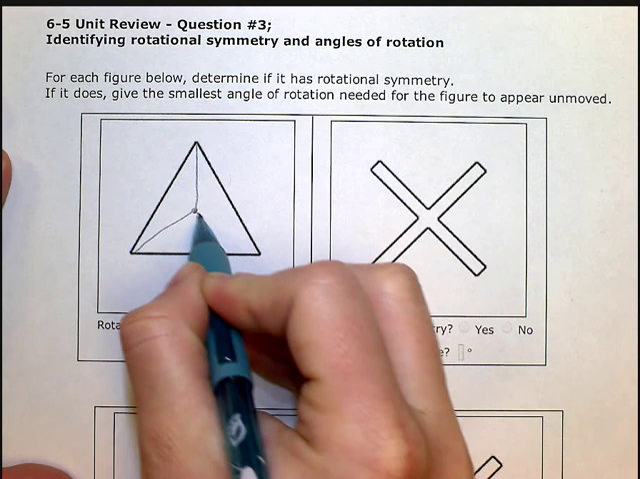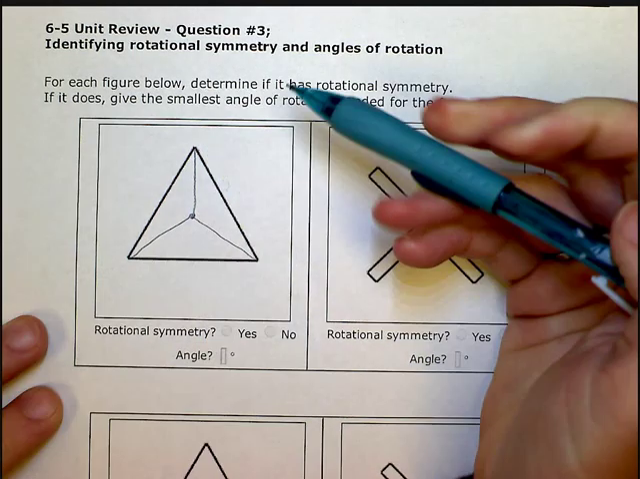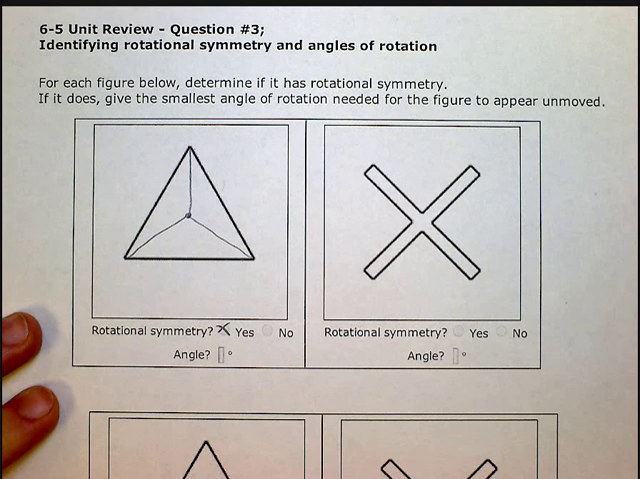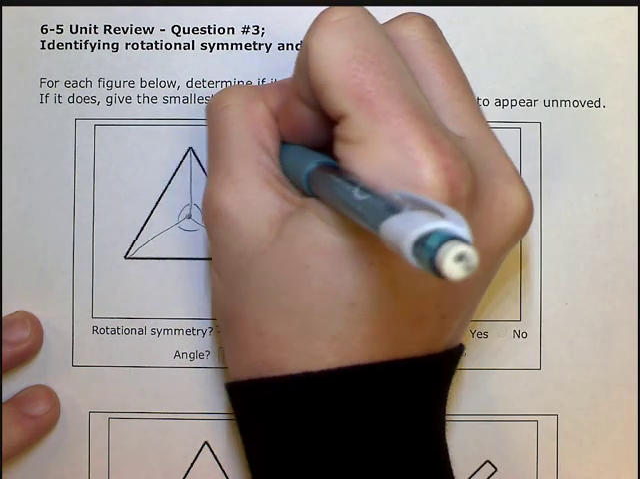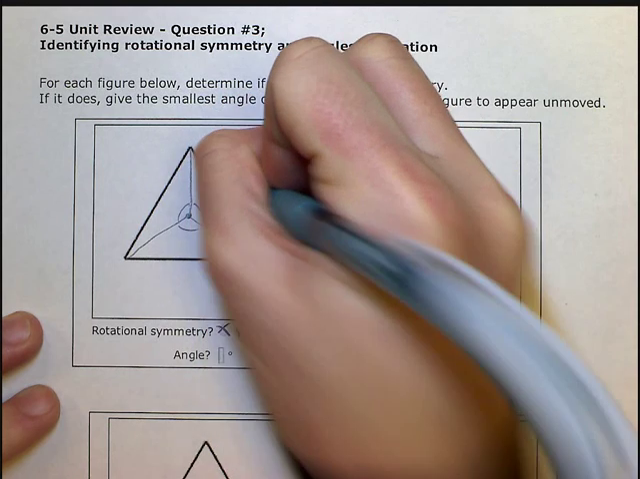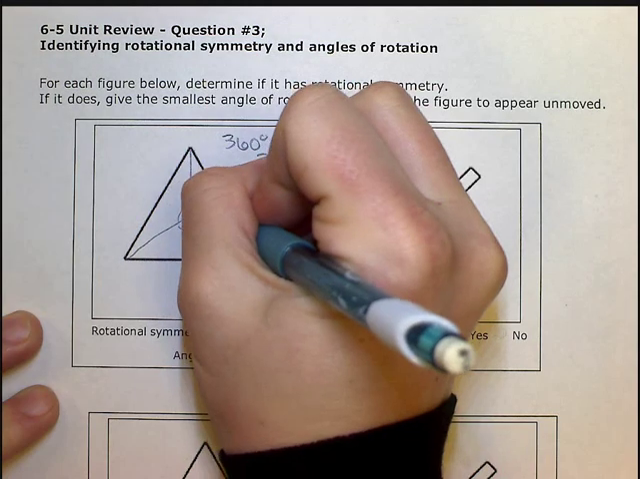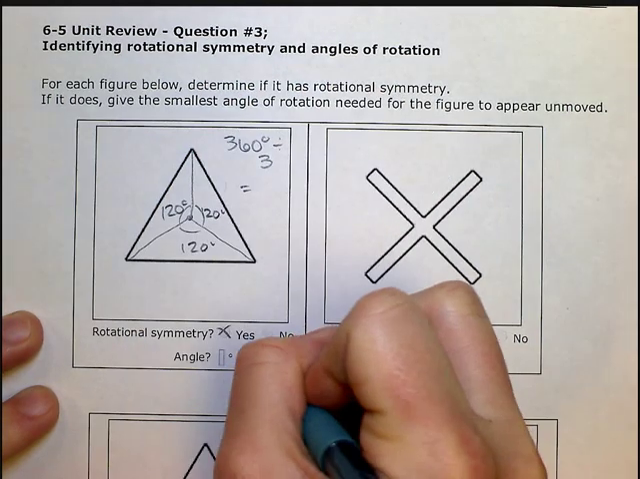Okay, if I take this point and I rotate it till it hits the top over here, I know it will look the same, so it does have rotational symmetry. Okay, and I've got to figure out the size of these angles, so I do 360 divided by the 3 angles on the inside, and I get that each one of these is 120 degrees. So my smallest angle of rotation is 120 degrees.